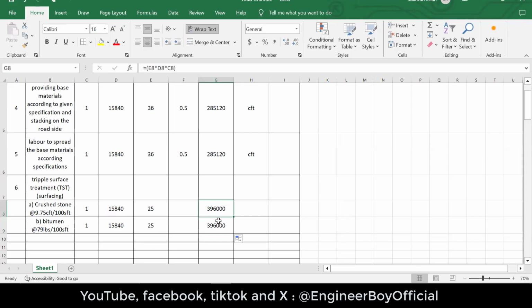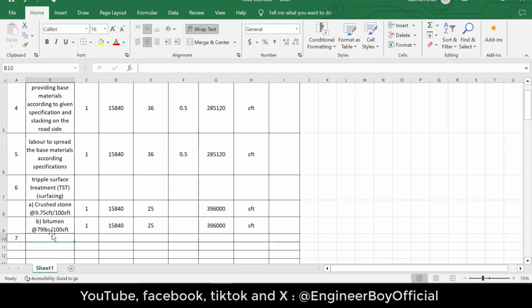Now further in analysis or maybe calculating the cost, we will be just considering these things, okay? 9.75 CFT as the crust stone, and then the bitumen is 79 pounds, okay? So this is actually the area. That means the quantity is in SFT, okay? Now, you have to look actually in MRS for the same specification, and then you have to look for the rate. And then that rate is just enough to work out the cost of the said surface. It's very easy, okay?